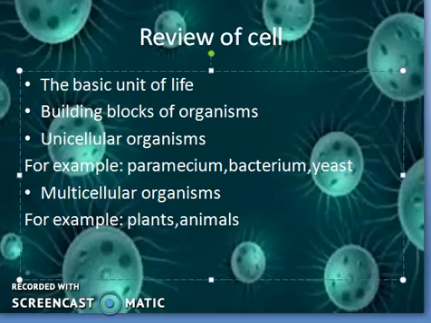Unicellular means one. Uni means one. The organisms that are made up of only one cell are unicellular organisms. For example, paramecium, bacterium, and yeast. Multicellular organisms. Multi means more than one. So plants and animals are multicellular organisms.